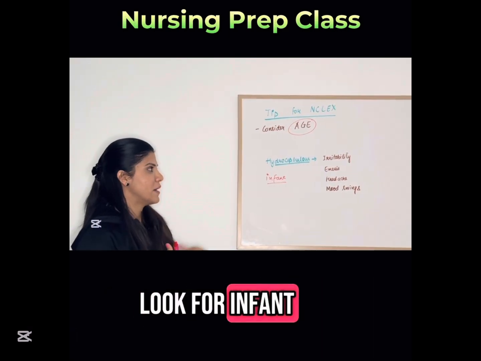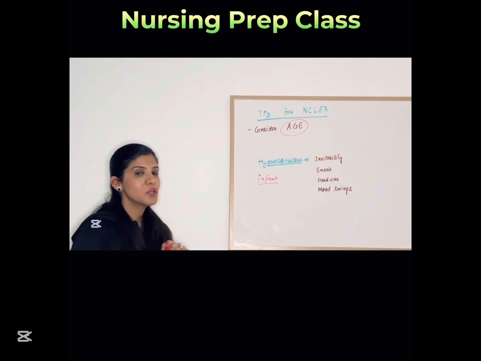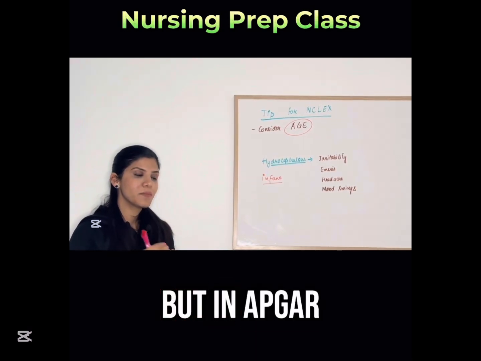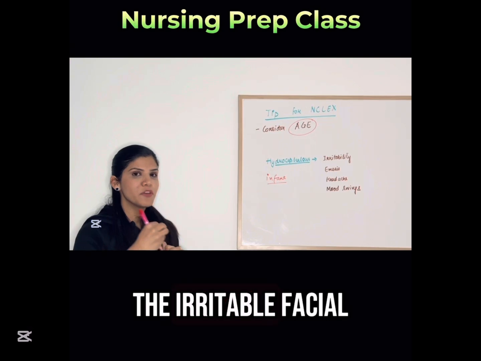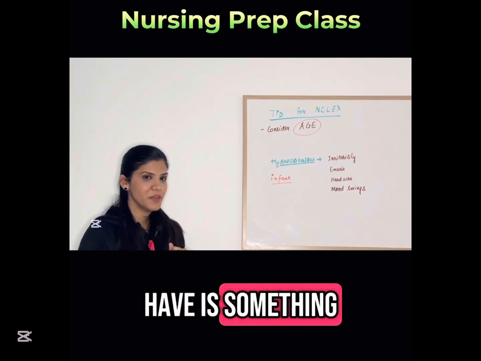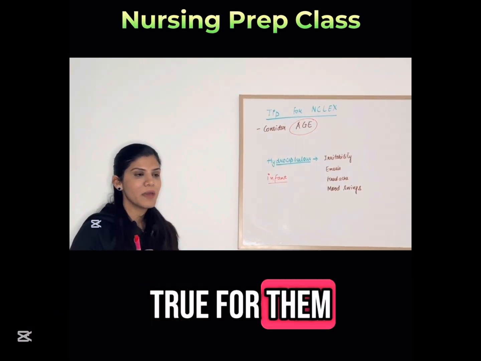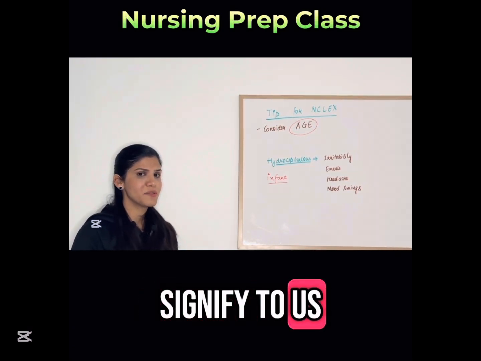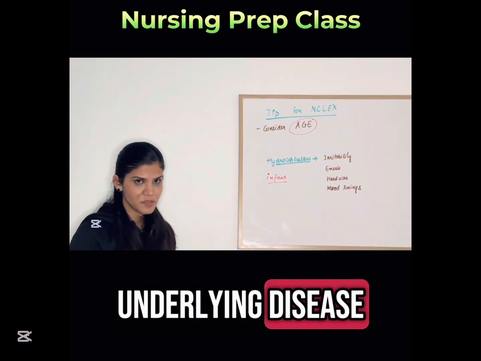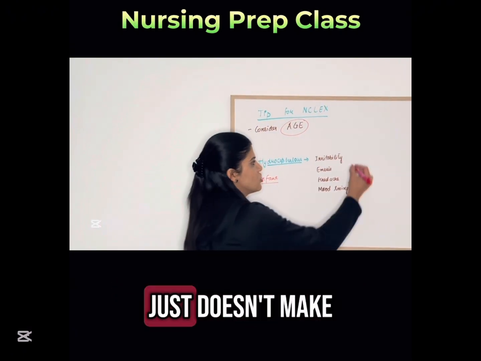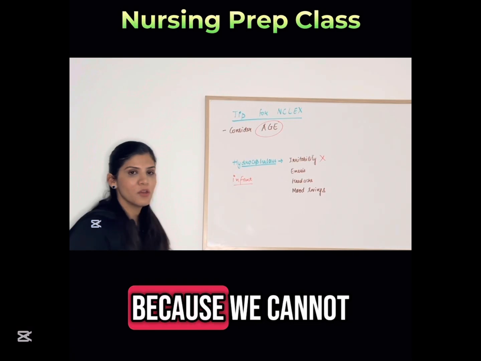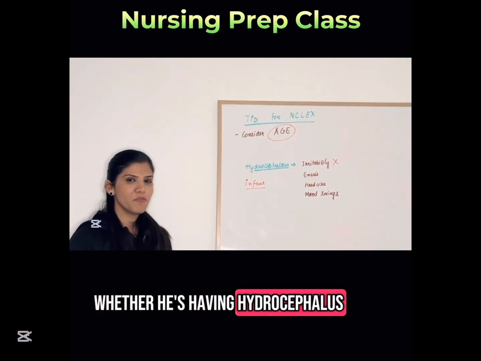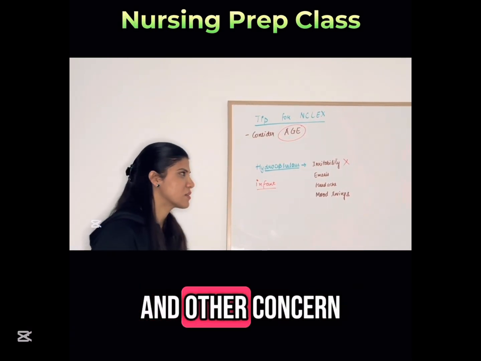Then, if we look for infant, can we choose irritability? I know infants do show irritability, but in APGAR scoring, the irritable facial expressions that they have is something which is true for them, and this is totally normal and that is okay. So that doesn't signify to us that this is some case of underlying disease condition. So irritability just doesn't make sense for an infant because we cannot tell why an infant is irritable, whether he's hungry, whether he's having hydrocephalus, or if he's having something else and other concern.